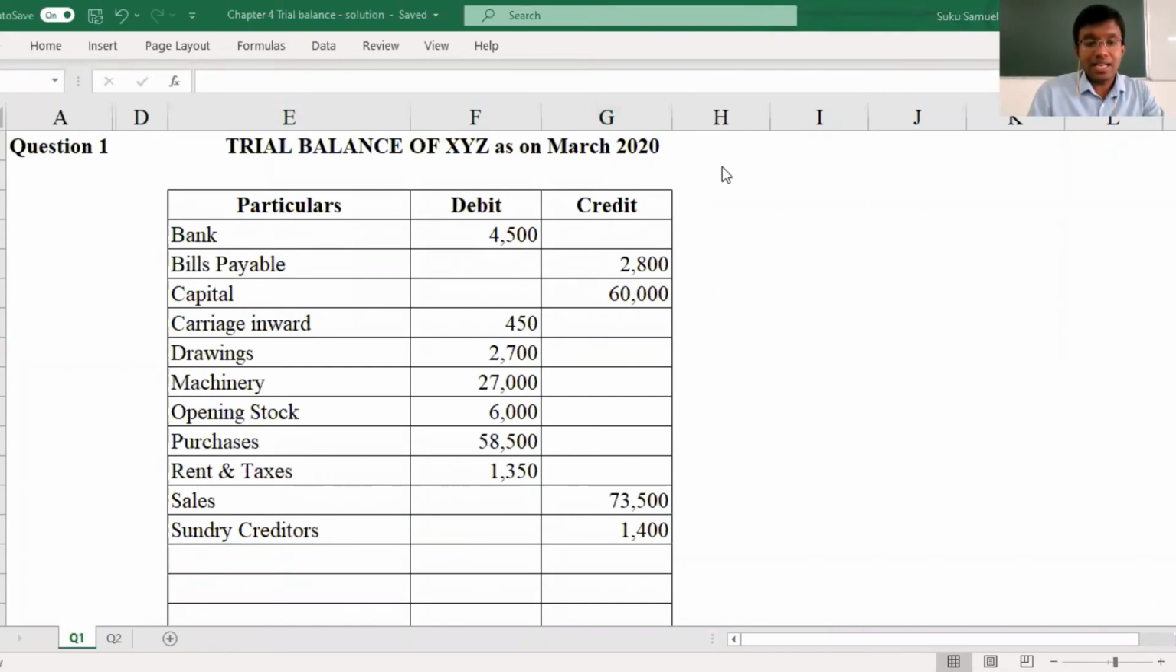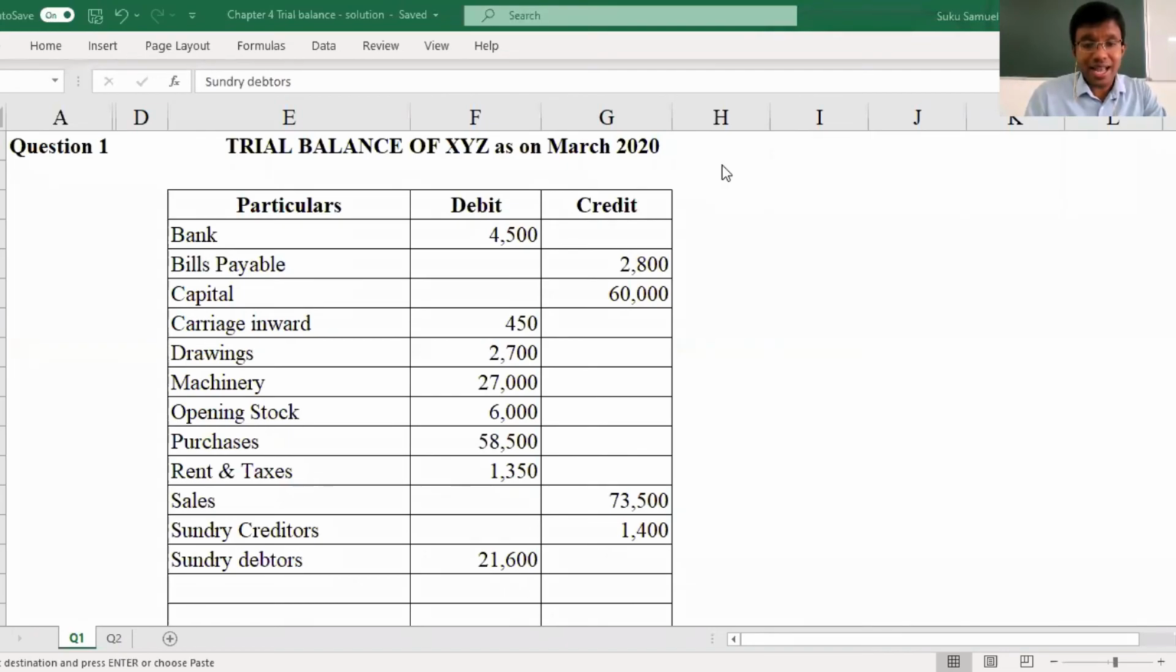Next is sundry debtors. Creditors are people to whom you have to pay money. Debtors are people who have to pay you money. So people who have to pay you money, they are your assets. That is your asset, so that will fall on the debit side.